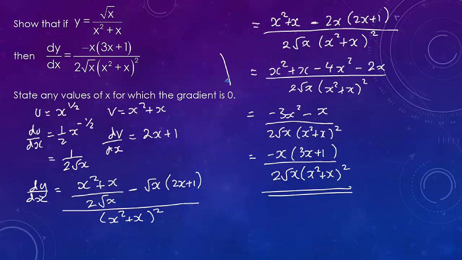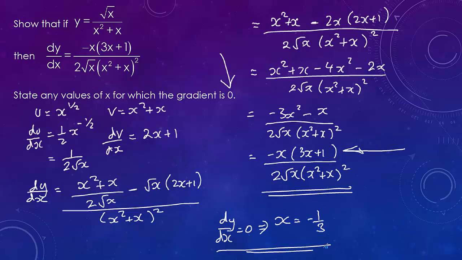Now we want to state any values for which the gradient is 0. For the gradient to be 0, the numerator has to be 0. But if we tried x equals 0, that won't work because the bottom is also 0, so that's just simply undefined. So the other value that makes the numerator 0 is if x is equal to negative 1/3. That would make this bracket equal to 0, and it wouldn't make the bottom equal to 0. So we can say dy dx equals 0 if x is negative 1/3.